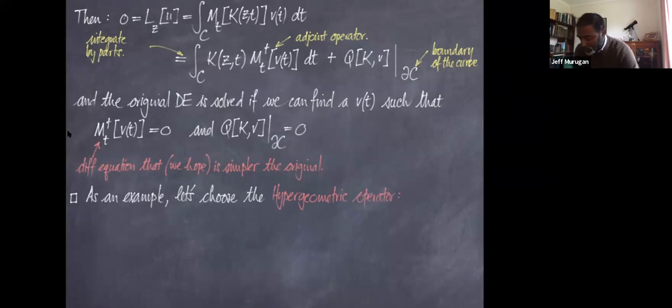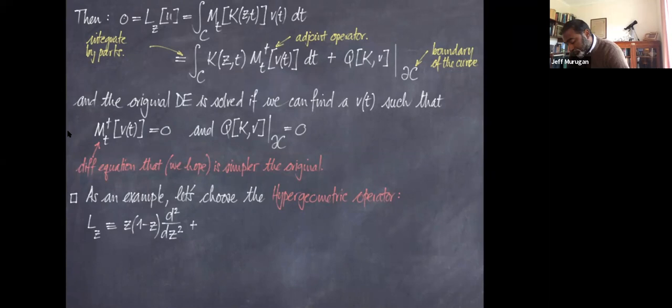And I'll show you why it's called the hypergeometric operator in a little bit. But for now, let me just write down its form. Lz, the hypergeometric operator, is z times 1 minus z times the second derivative operator, d2 by dz squared, plus some gamma minus alpha plus beta plus 1, where alpha, beta, and gamma are parameters.